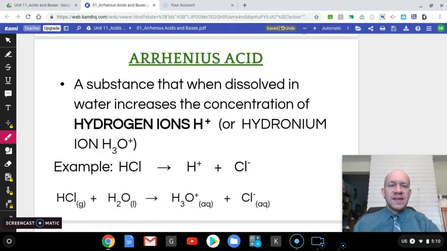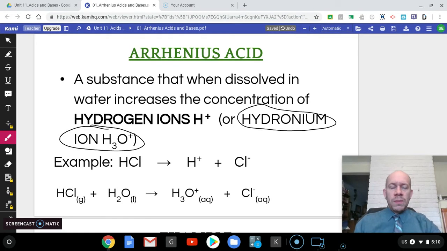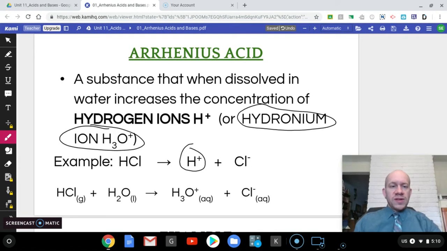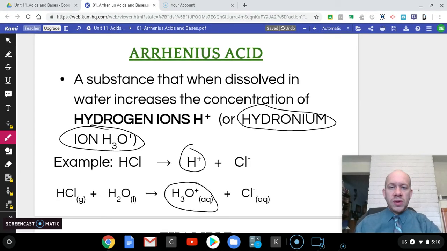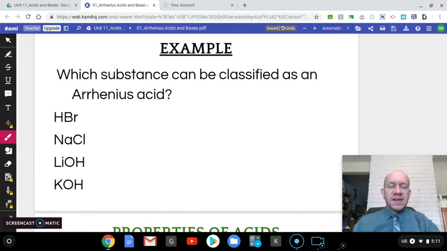An Arrhenius acid is defined as a substance that, when dissolved in water, increases the concentration of hydrogen ions, or hydronium ions. These words we'll use interchangeably, and so you should know both of them. So for example, when I put HCl in water, it breaks into its two ions, so I'm increasing the concentration of H+. Alternatively, if I put HCl in water, what that looks like in its aqueous form is the H3O+, which is the hydronium ion.